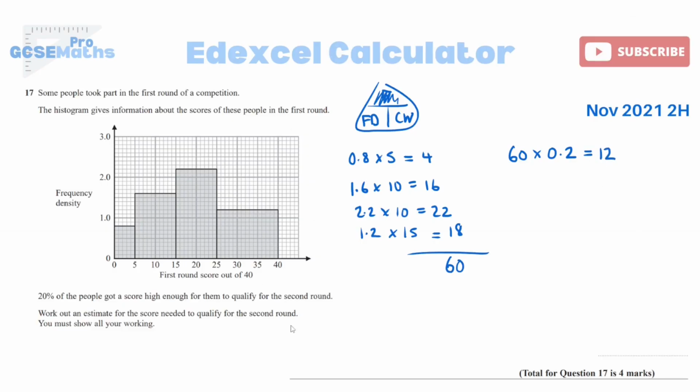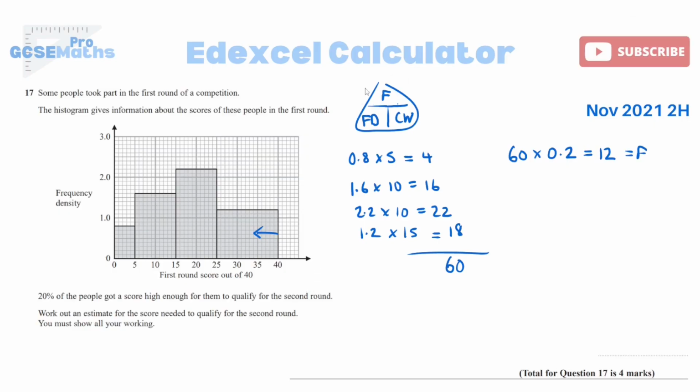So what we're saying is 12 people scored a high enough mark to get them to qualify for the second round. Now obviously it's a high enough mark, so we're looking from the 40 backwards, aren't we? We're not looking at the left hand side, we're looking from the highest mark backwards. So this is now a frequency, isn't it? This is a frequency as well. I now need to then convert that kind of back into a class width, because I want to know one of these numbers, don't I? Something slightly less than 40, isn't it?